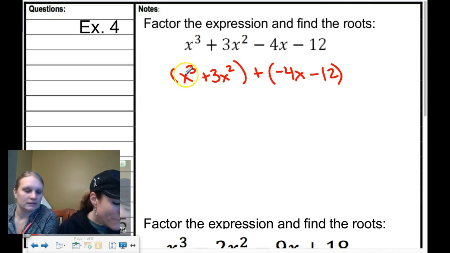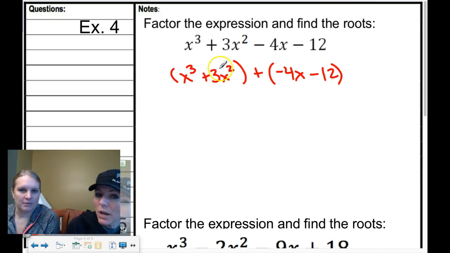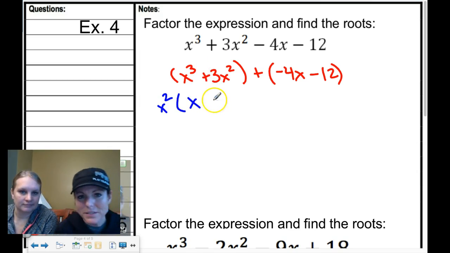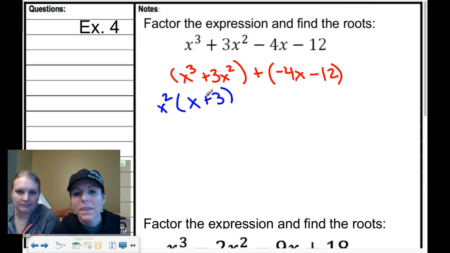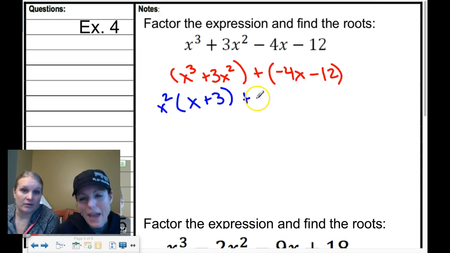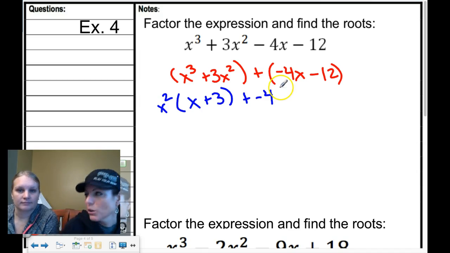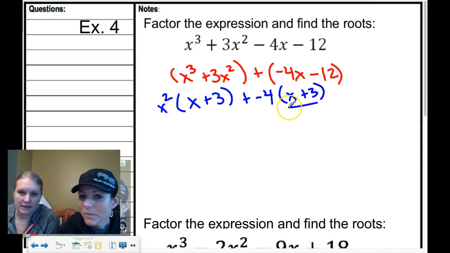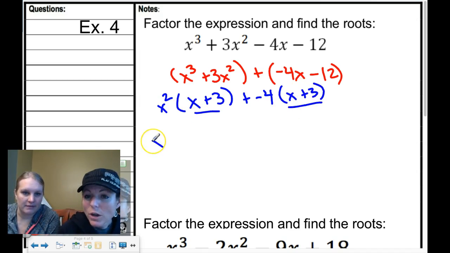Now, step 2, factor the greatest common factor out of each one. Both of these, x squared. We've already done this. When a is greater than 1, they know how to do this. x plus 3. And over here, let's take the negative out. If the leading term is a negative, you have to take out a negative. So negative 4 times x plus 3. It has to be the same. And we did it right because these are the same.